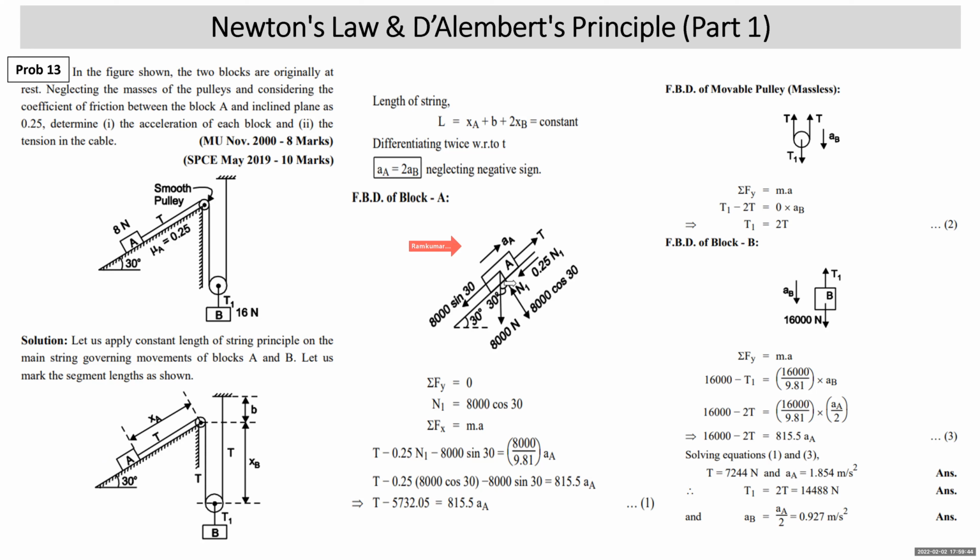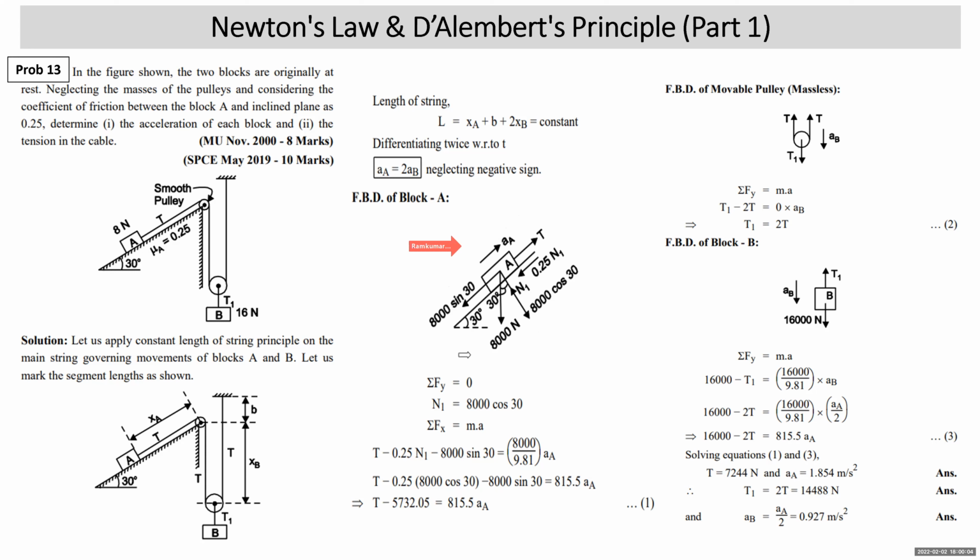Normal reaction is N1. The plane is making 30 degrees with the horizontal, so the normal will make 30 degrees with the vertical. So we resolve it along the plane: 8,000 sin 30, and normal to the plane: 8,000 cos 30. Impending motion will be up the plane, so friction is down the plane.